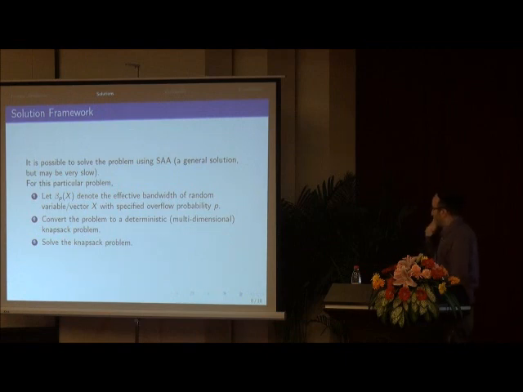So they provide heuristics that will solve the problem faster, and the proposed solution for our framework is as follows. Let beta_p(X) denote the effective bandwidth of the random variable or vector with specified overflow probability. Given the effective bandwidth, you can convert the problem, which is stochastic, to a deterministic one, and then you solve the deterministic multidimensional knapsack problem. If the effective bandwidth converts a random vector to a deterministic vector, you will use the solver for the multidimensional case, and if it converts to a scalar, you can use the dynamic program for the one-dimensional case.